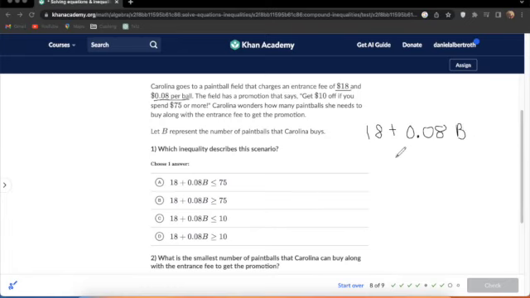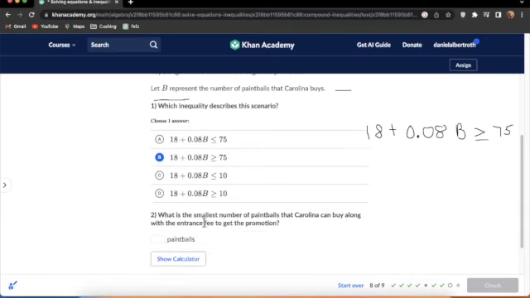So this is going to be how much she pays, $18 plus 8 cents per ball, and we need that to be greater than or equal to $75 in order to get the discount. So I think, let's see, option A, no, option B. I'm seeing 18 plus 0.08B. That looks the same, but I need it to be greater than or equal to 75. So it's not A. It looks like B is going to be the answer here. The price 18 plus 8 cents per ball needs to be bigger than or equal to 75 to get the discount. How many balls does she need to buy?